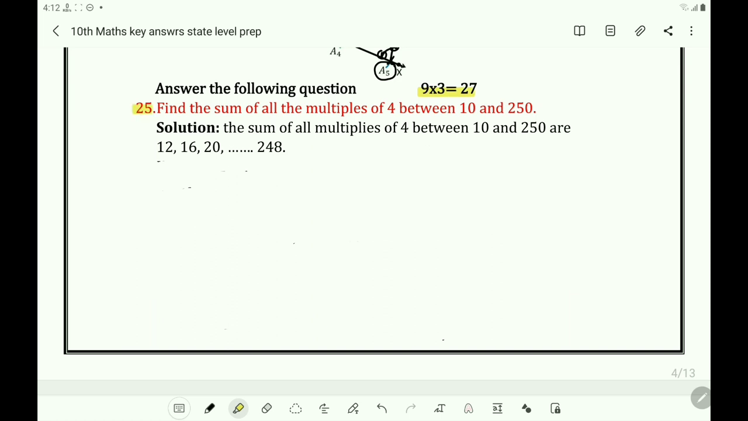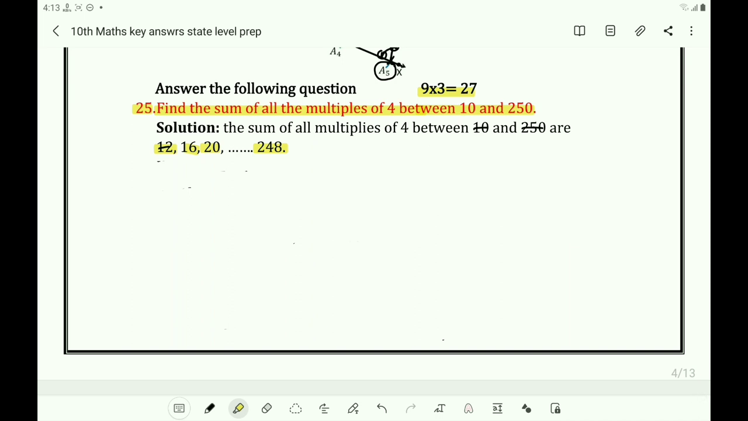So the 25th question, what is the 25th question? Find the sum of all the multiples of 4 between 10 and 250. Here, we have to find the sum of all multiples of 4 between 10 and 250. They are, first multiple is 12, next 16, next 20, and last multiple is 248.